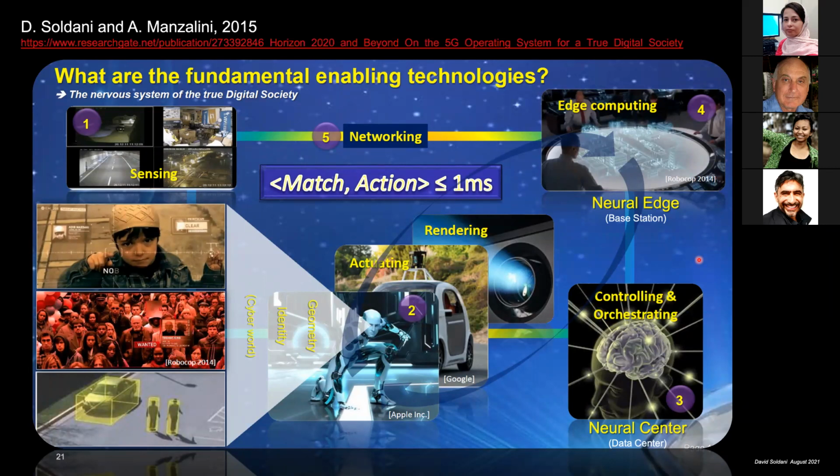At the time, we already envisioned all the fundamental enabling technologies, especially the sensing. You may see here the possibility of having a neural center in the place of the data center, a neural edge at the base station with edge computing capability, and the possibility of interacting between objects where the intelligence is completely taken out from the robotic platform, placed at the edge, so that, as I said at the time, and that's going to happen at some point, the robotic platforms don't need to spend much time on the learning capability.